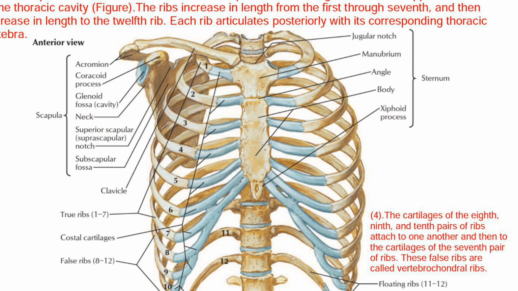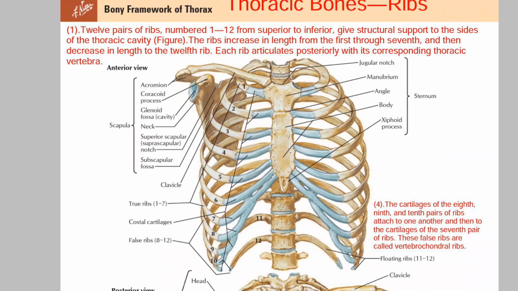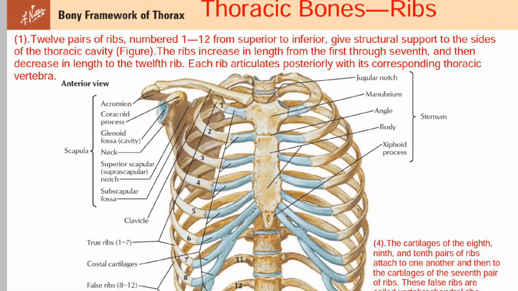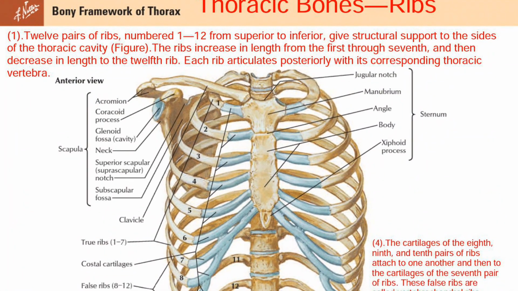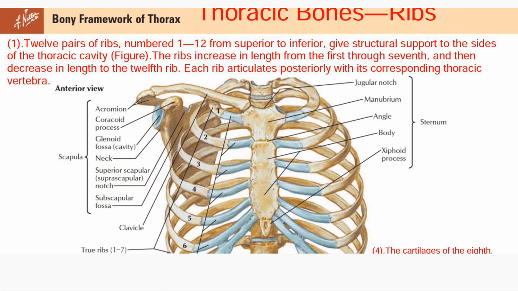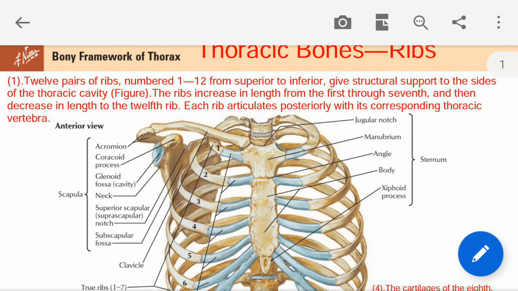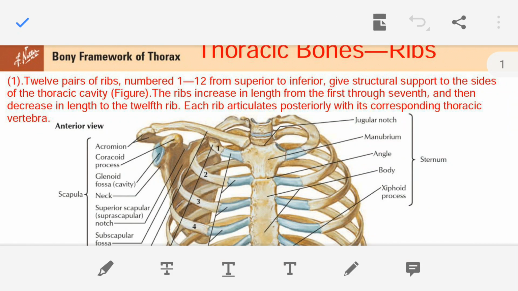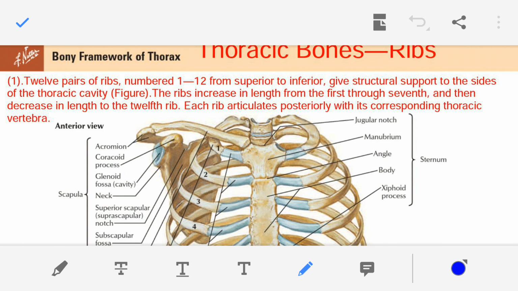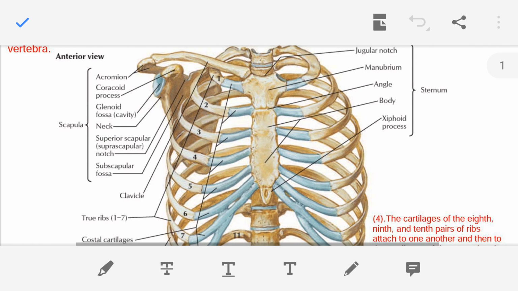So now I am starting this presentation lecture. This is the first point. How many ribs are there? As you can see, there are a total of 12 pairs of ribs. That means there are 24 ribs.